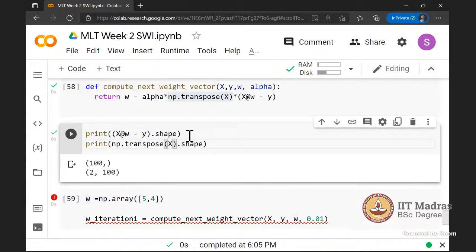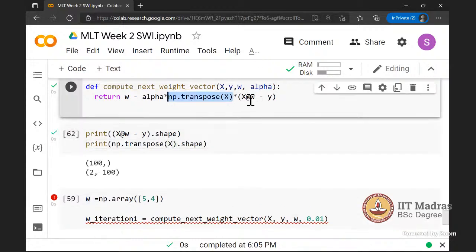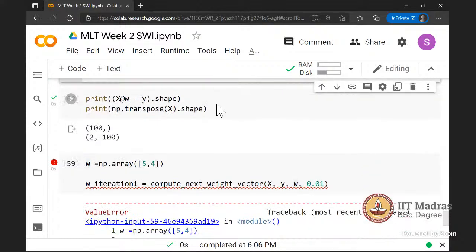This is 2 by 100. Then 2 by 100 multiplied by 100 by, it should be matrix multiplication, right? I mean, we should put an at symbol there. Yes, it is working now.